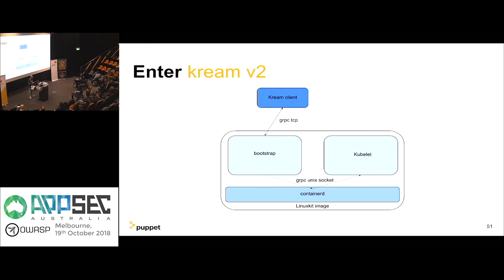So basically, there's a LinuxKit image. We use containerd. We use Kubelet, and we have an application called Bootstrap, which is a Golang application that talks gRPC over the Unix socket. And the Cream client at the moment is just a stub for what would be an upstream application passing configuration to Bootstrap that allows it to configure Kubelet. And this is all built in containers.